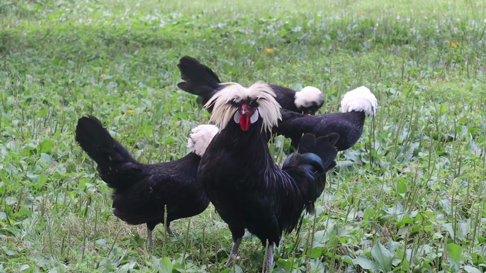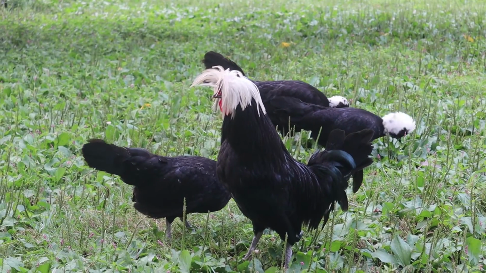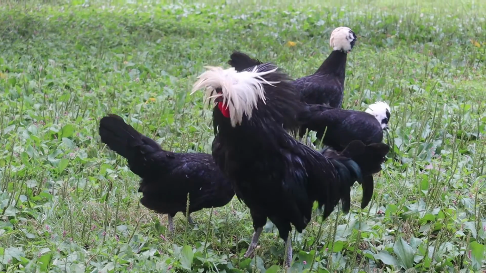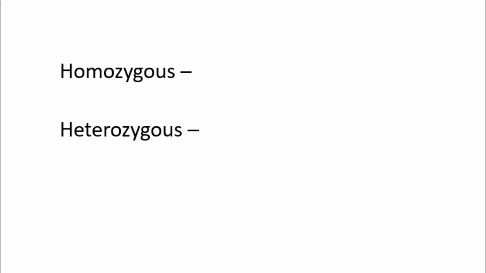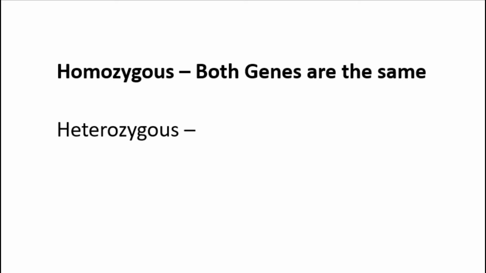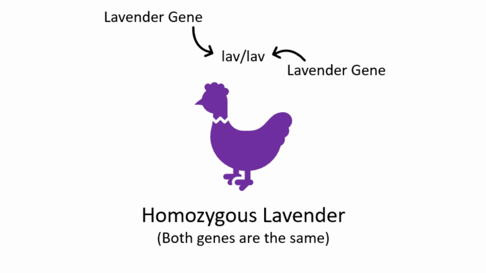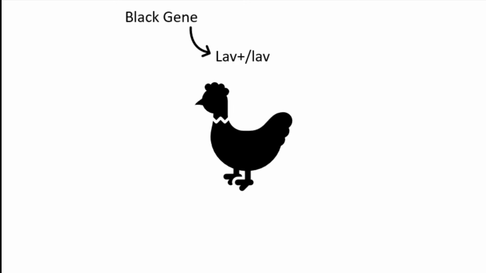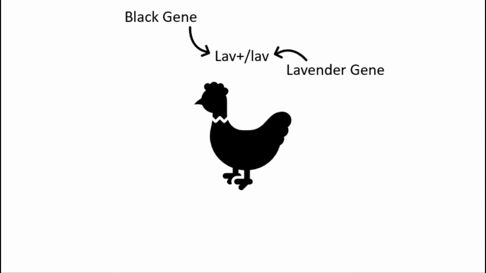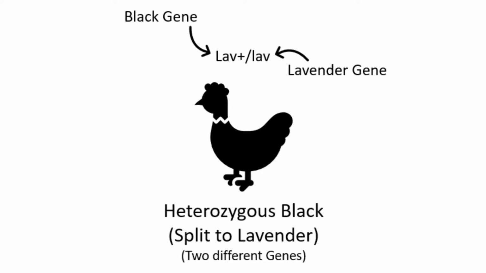Before we go on, I'd like to quickly review two terms from our last video, homozygous and heterozygous. A chicken is homozygous for a certain trait if both genes are the same. For example, this bird has two lavender genes, so it is homozygous for lavender. On the other hand, this bird has one copy of the black gene and one copy of the lavender gene, which makes it heterozygous because the two genes are different. This heterozygous bird is called the heterozygote.